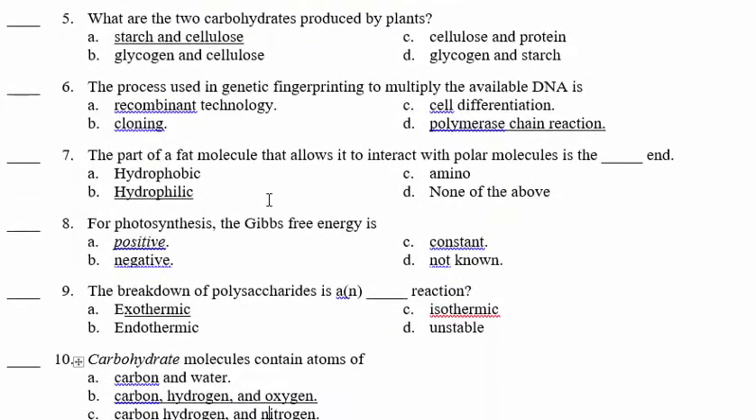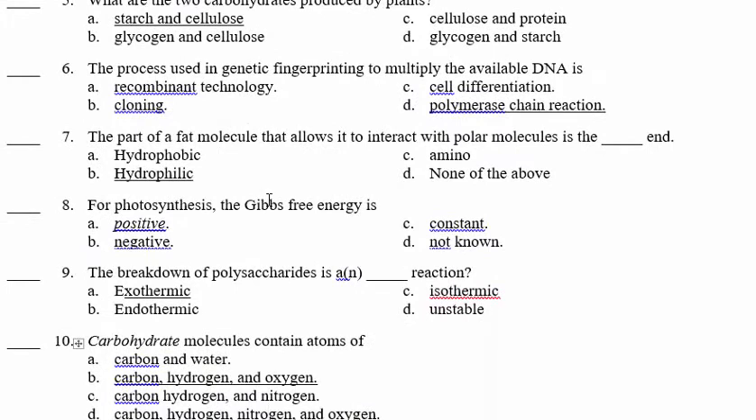Number 6, the process used in genetic fingerprinting to multiply the available DNA is, okay, so in order to take a single hair from a person and then look at it under the microscope, what do scientists use? They use the polymerase chain reaction, which helps to increase the number of DNA molecules, and then they can test it and make sure that this belongs to a certain person.